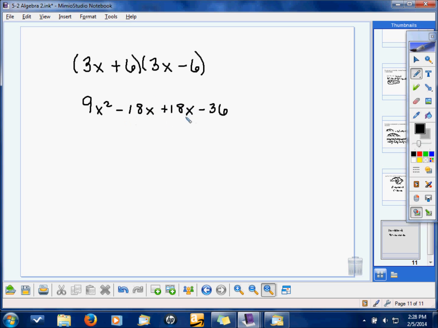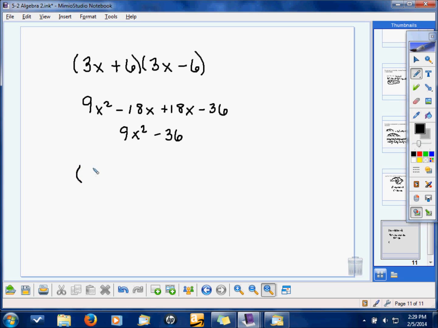They cancel out. So do I leave a 1x? What do I leave in here? Nothing. Not a 0. I leave nothing in here. They're gone. So we just have 9x squared minus 36. Okay, that'll be my answer. So sometimes you can do binomial by binomial and get a binomial. Sometimes you can do, like in the last example, a binomial times a binomial and get a trinomial.